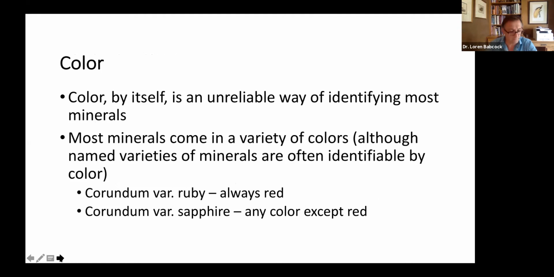Color. Colors, as I said, it's the thing that probably most people use first to try and identify a mineral. And in fact, it's probably just about the most unreliable way of identifying most minerals. Most minerals come in a variety of colors. And let me demonstrate that.